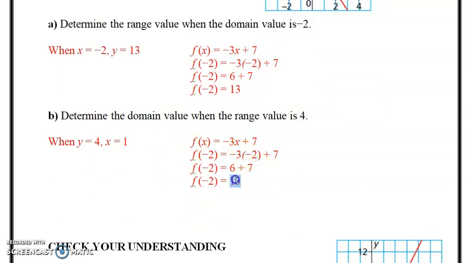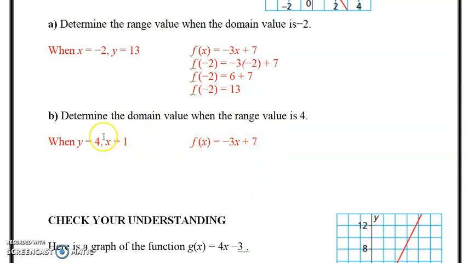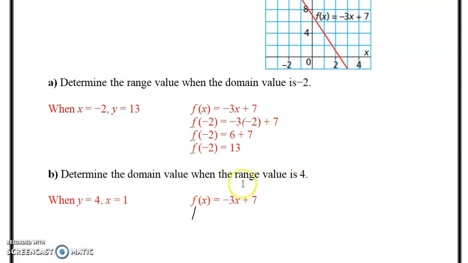We can also do it with our function. So if it says the range value is 4, f of x is equivalent to y. That means our f of x value, the whole expression, is equal to 4. And then we just solve for x. So the next step would be to subtract 7 from both sides.